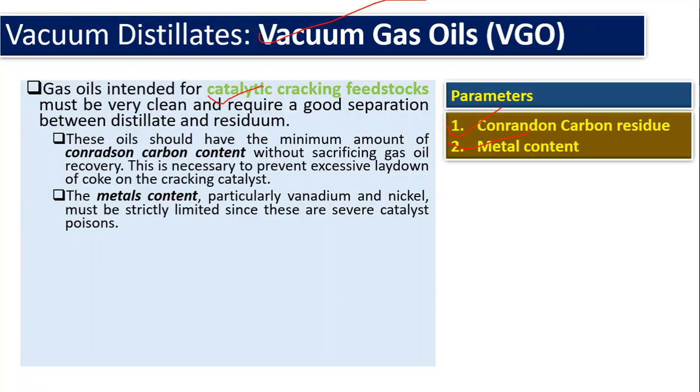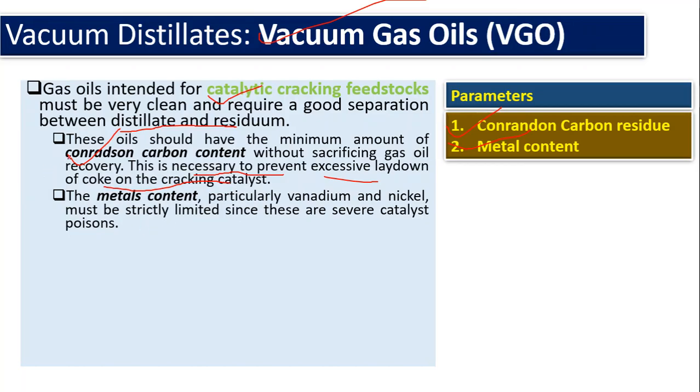At that time you have to take care that good separation is required between the distillates and residue, and this gas oil should have the minimum amount of CCR value without sacrificing the gas oil recovery. And this is necessary. Why do we need a very low value of CCR? To prevent the excessive laydown of coke on the cracking catalyst, because if the CCR is not controlled, then it will basically deposit coke on the cracking catalyst.